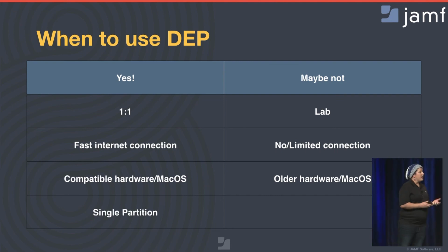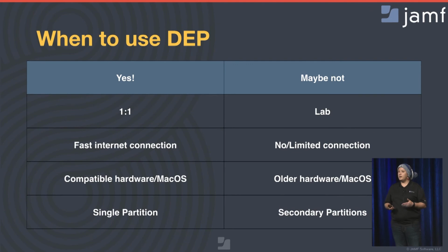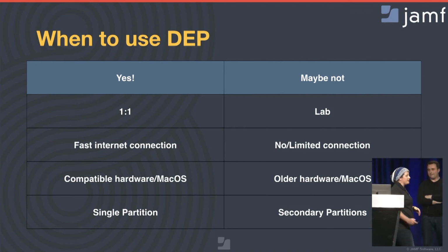And lastly, if your Macs have a single partition that needs to be set up, DEP works really slick for you. However, if we need to install something like Boot Camp on our secondary partition, DEP cannot set up Boot Camp. So if that's important for you, you might want to look at other methods to make sure that you can get that set up the way that you need to. So that's when DEP makes sense. When it may not, again, you can totally use a mix, not all or nothing.